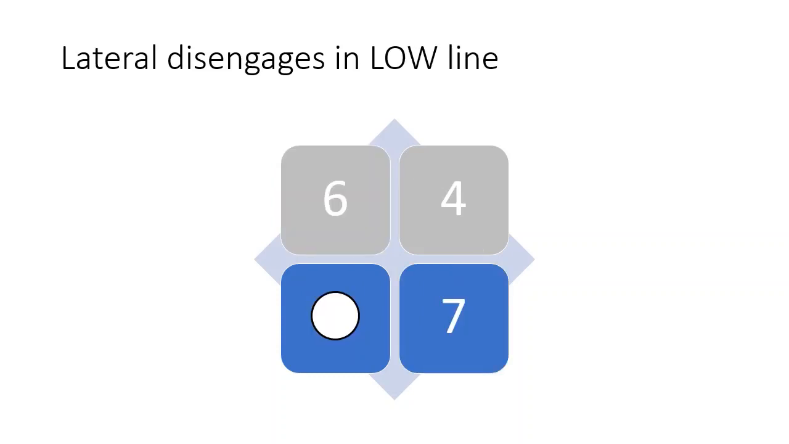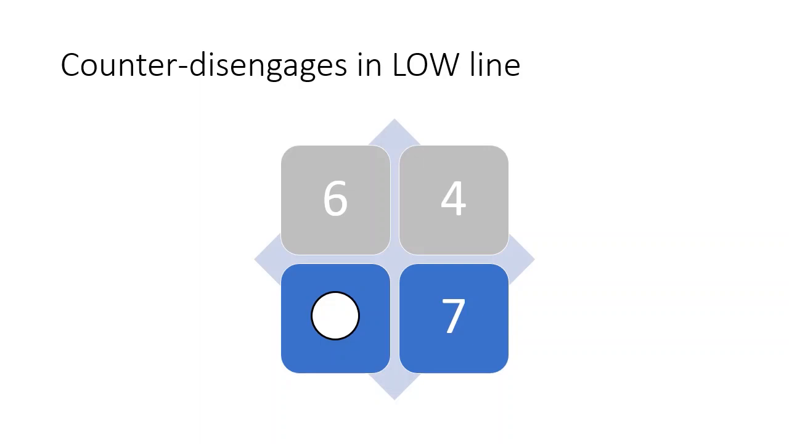The lateral disengage in the low line from the opponent's line of 8 evades the parry 8, transferring over the top of the opponent's blade and back into the inside low line. From the opponent's line of 7, we evade the parry 7 with a lateral disengage into the outside low line or line of 8.